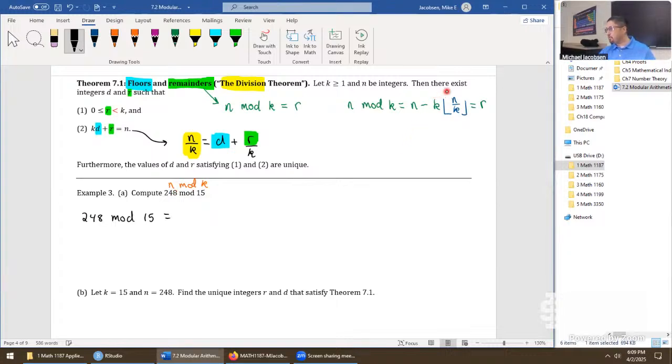So this will be equal to 248 minus 15 multiplied by the floor of 248 over 15. So this will be 248 minus 15 times some quantity over here. Let's grab a fast calculator.